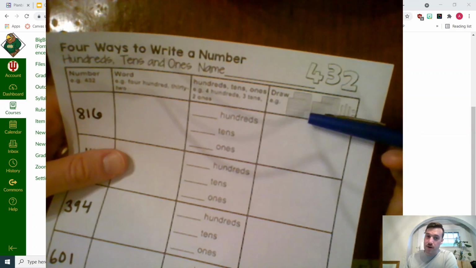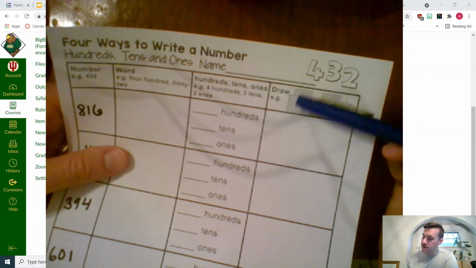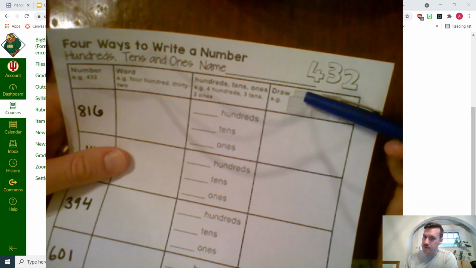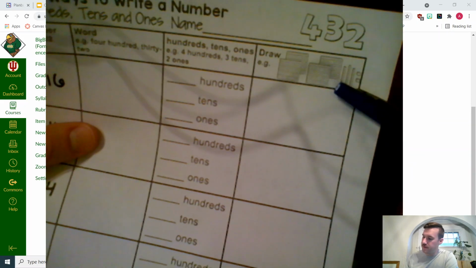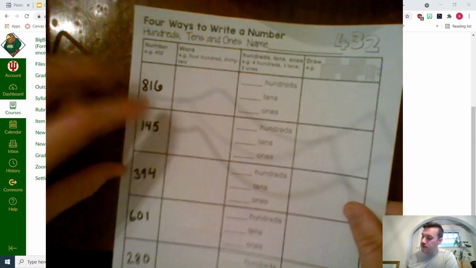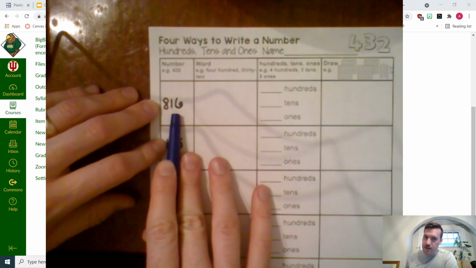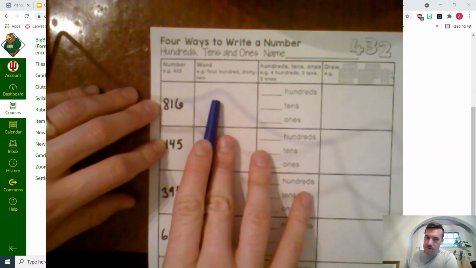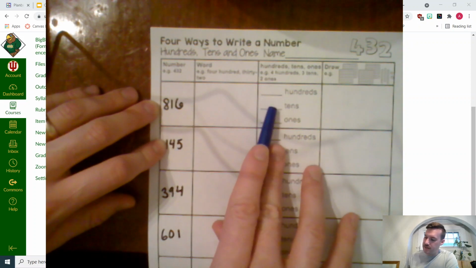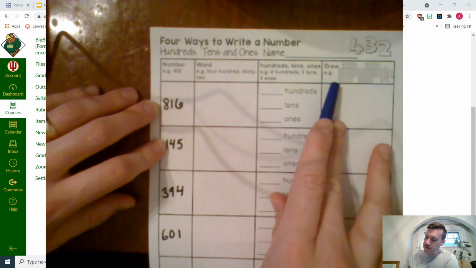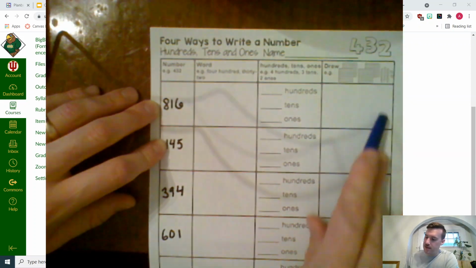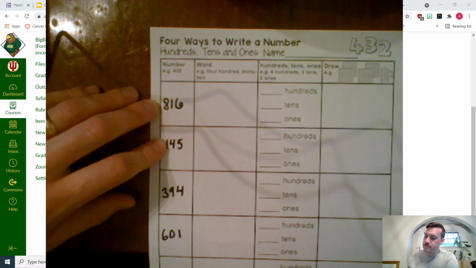And then you're going to draw that number. So we know there's 4 hundreds, so we're going to draw 1, 2, 3, 4 hundreds, 3 tens, and 2 ones. So you're going to do that same thing for this number here, 816, write it in word form. How many hundreds, how many tens, how many ones, and then draw that number of hundreds, draw that number of tens, draw that number of ones.